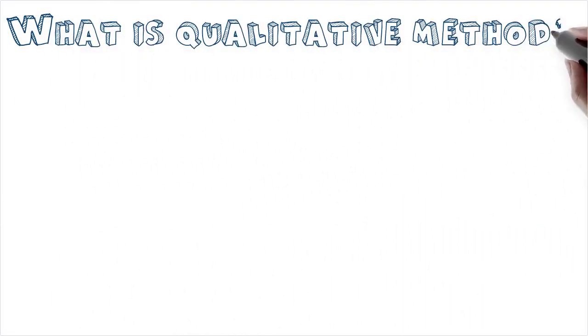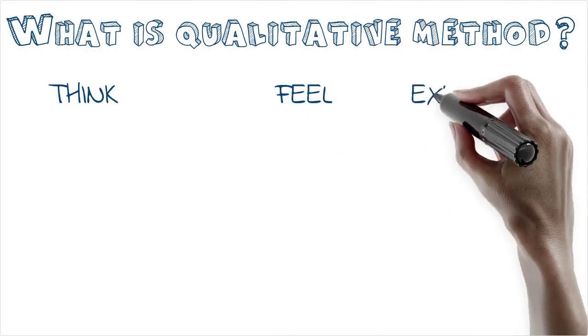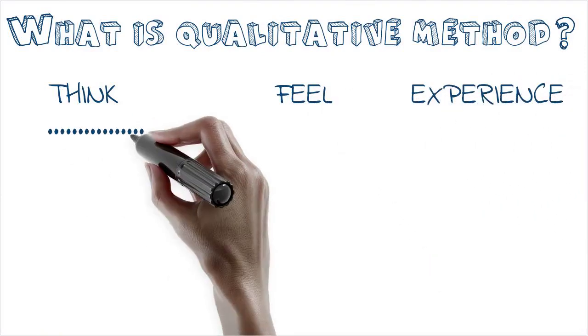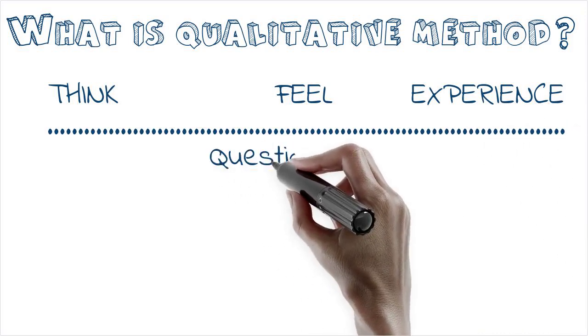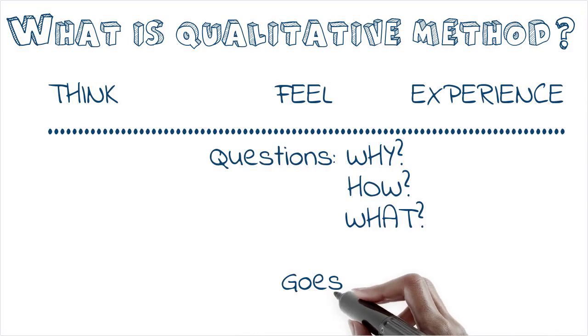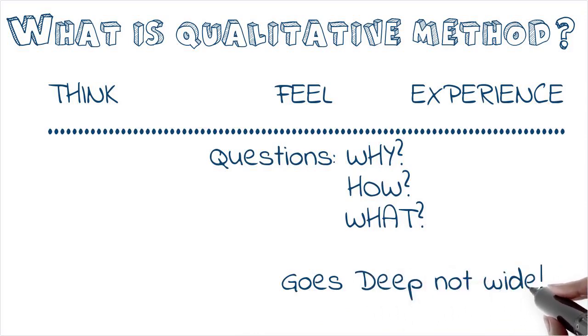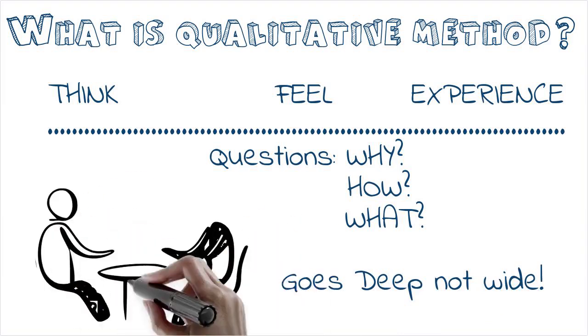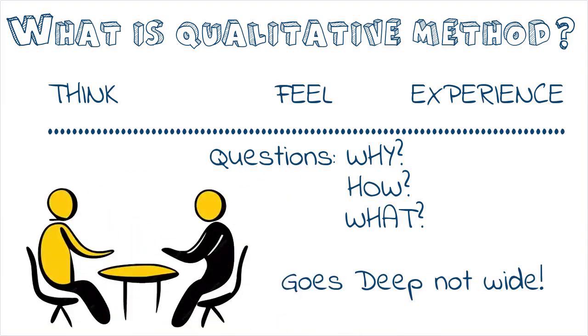Qualitative research is about understanding how people think, feel, and experience the world. It doesn't rely on large sets of data. Instead, it focuses on individual voices. It asks questions like, why do people act the way they do? How do they make sense of their lives? And what meaning do they give to their experiences? It's about going deep, not wide. And it looks at the real human side of history.